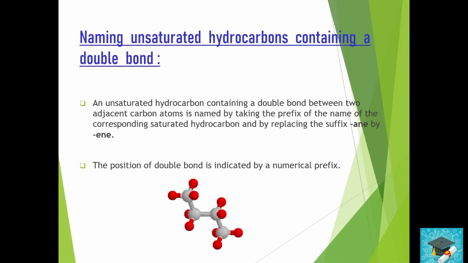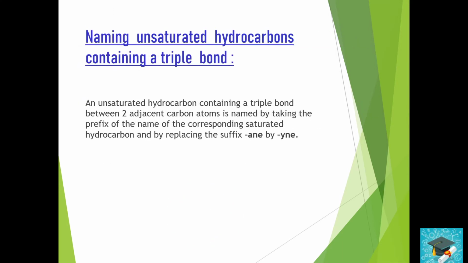Naming unsaturated hydrocarbons containing a double bond. An unsaturated hydrocarbon containing a double bond between two adjacent carbon atoms is named by taking the prefix of the name of the corresponding saturated hydrocarbon and by replacing the suffix "ane" by "ene". The position of double bond is indicated by the numerical prefix. Similarly, for the hydrocarbons containing triple bond, we replace the suffix "ane" by "yne".